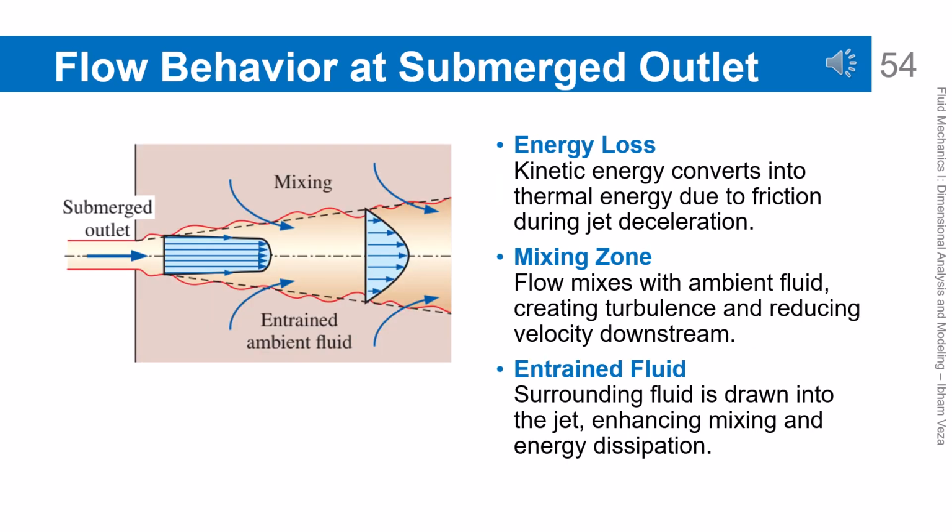Flow behavior at submerged outlet. When fluid discharges into another fluid, its kinetic energy is gradually converted into thermal energy due to friction and mixing. In the outlet region, a highly turbulent mixing zone is formed. The surrounding fluid is entrained and enhances the energy dissipation process. The flow velocity decreases significantly after leaving the pipe. This phenomenon explains why the outlet also contributes to energy loss.